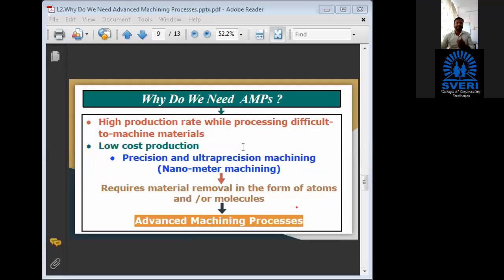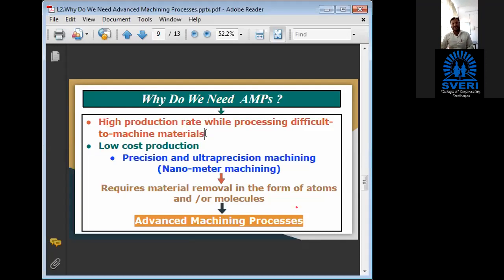Now I will talk about another point, that is precision and ultra machining process. Why am I talking about precision and ultra machining? Because you have to go for low cost production.